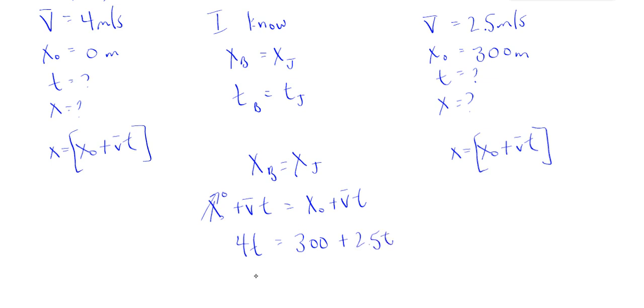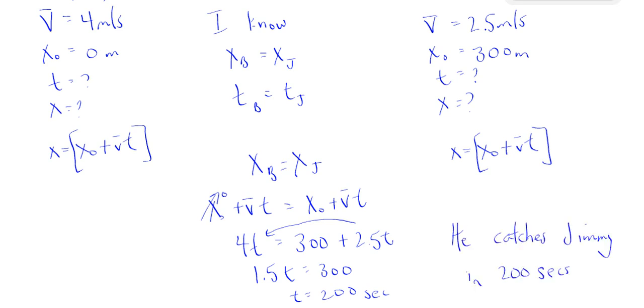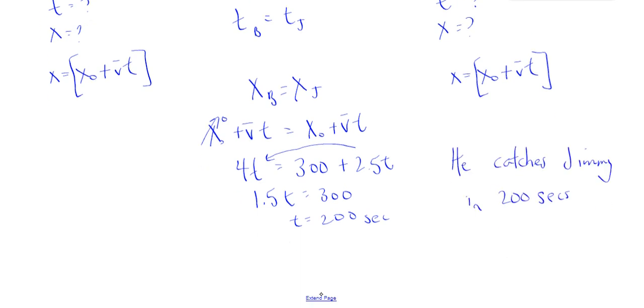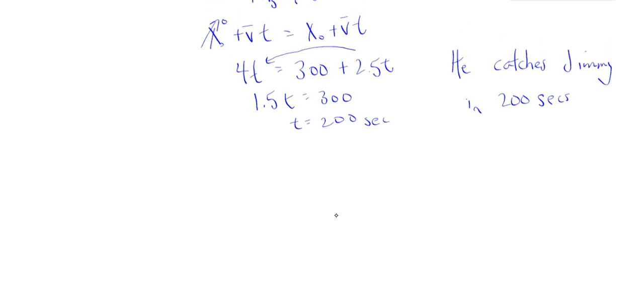Now I just do some simple rearranging. I'm going to move this to the other side and subtract it. I'm going to have 1.5 t equals 300 meters. Therefore, t divided by the 1.5 is going to equal 200 seconds. So Billy should be able to catch up to Jimmy in 200 seconds. So I can check this. So I can answer the second part of the question. The second part was, how far does he travel?